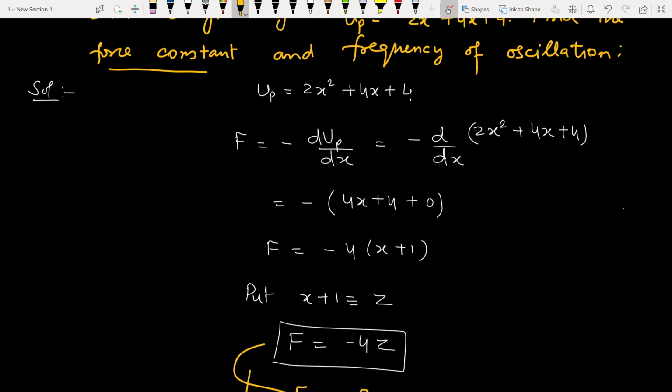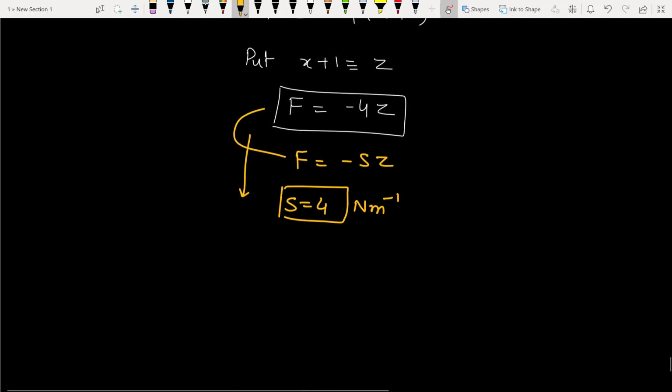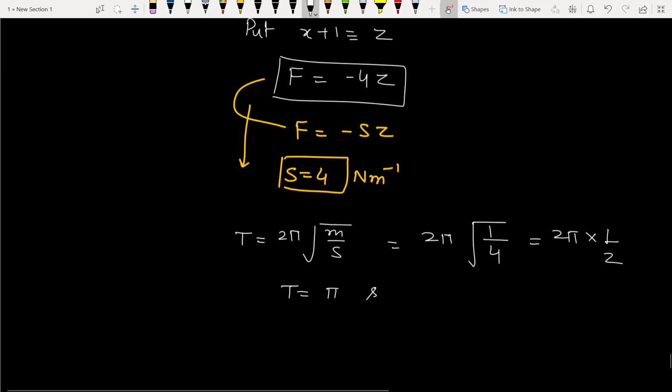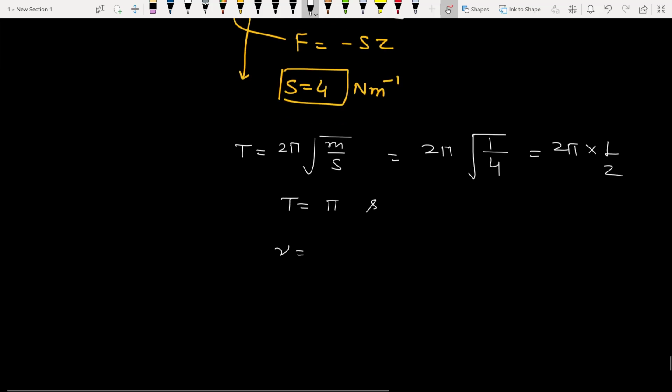Next is the frequency of oscillation. For this, the time period is equal to 2 pi under root m by S. So it is 2 pi, m is 1 kg, S is 4, so it is 2 pi into 1 by 2. So the time period is equal to pi seconds. So frequency is equal to the reciprocal of the time period, which is 1 by pi hertz.